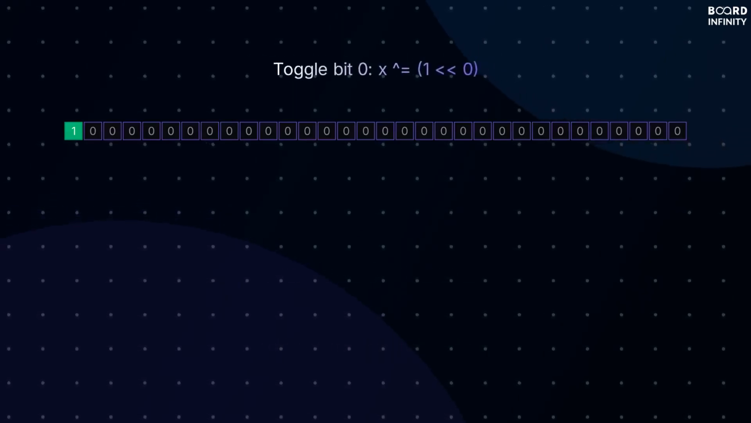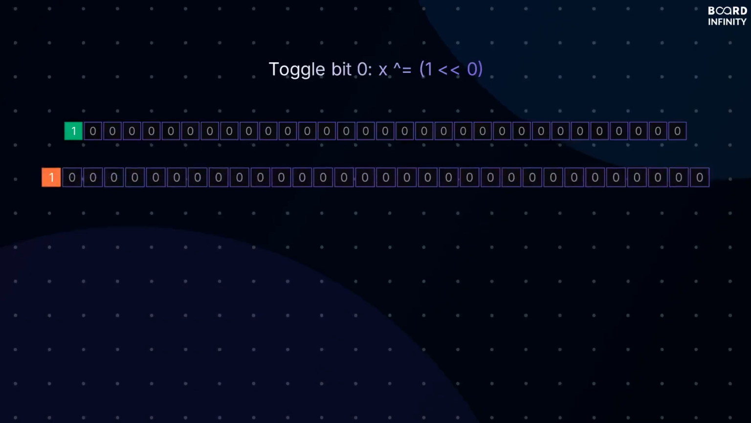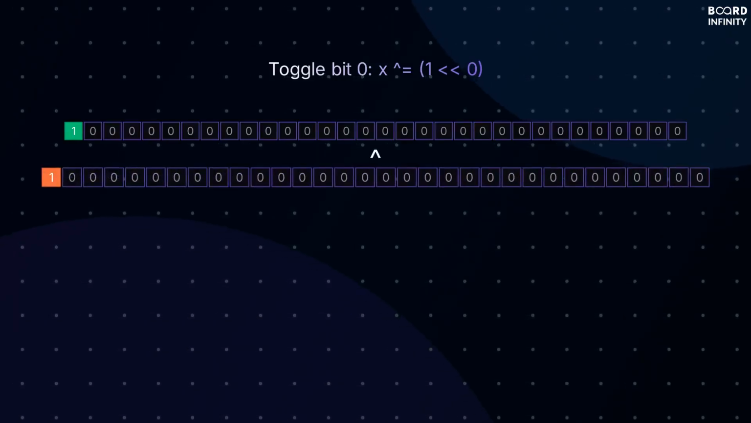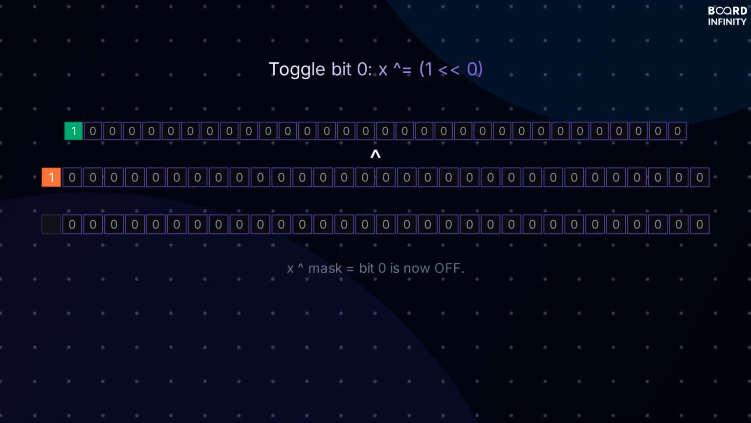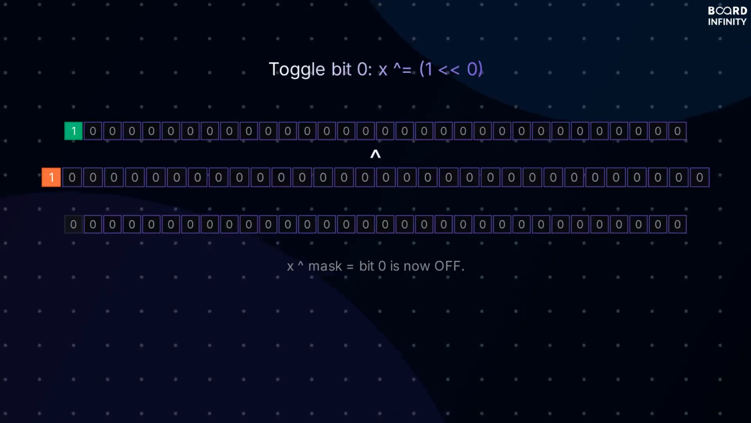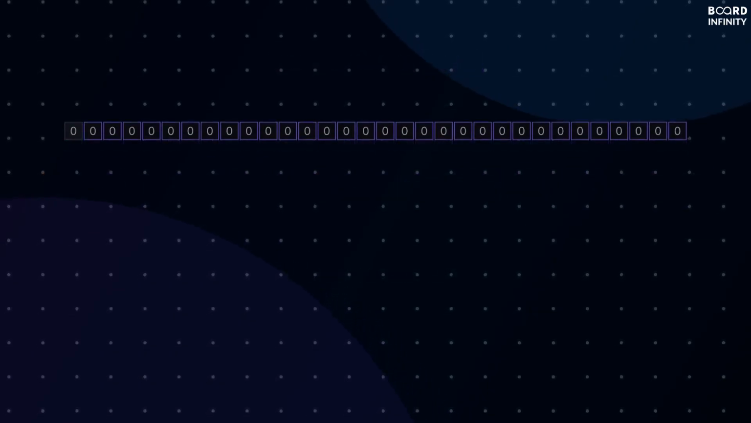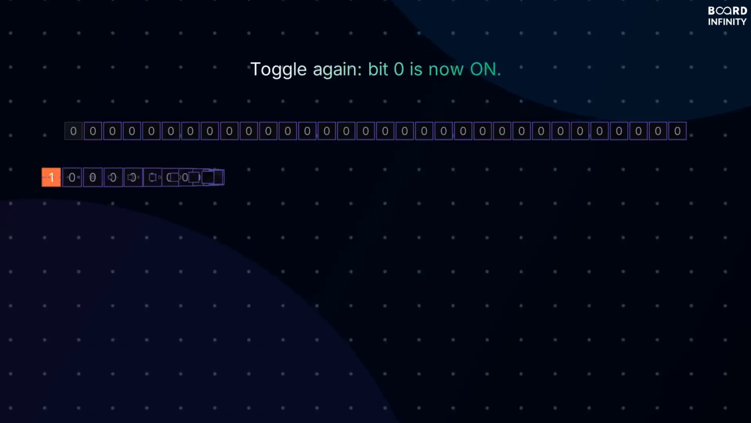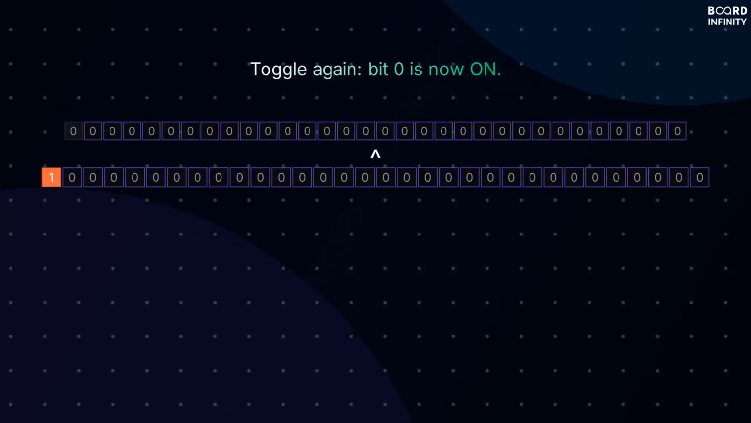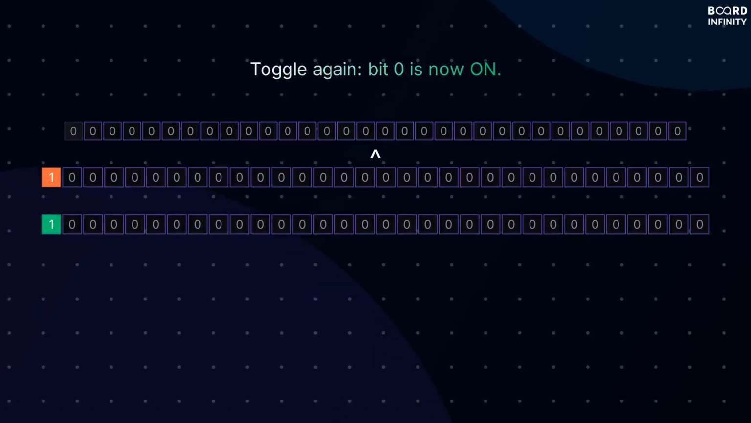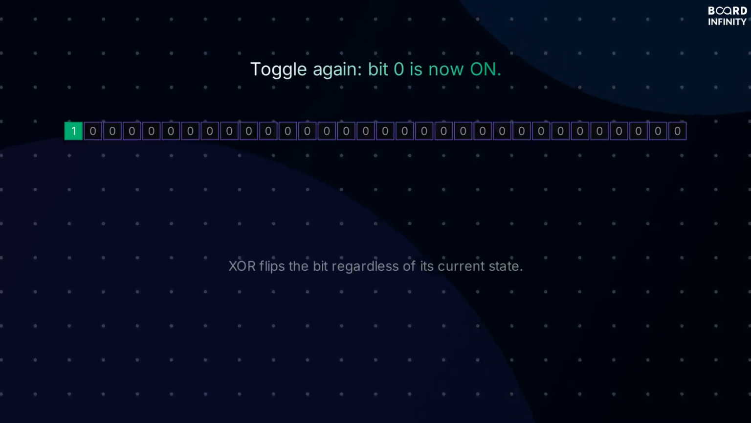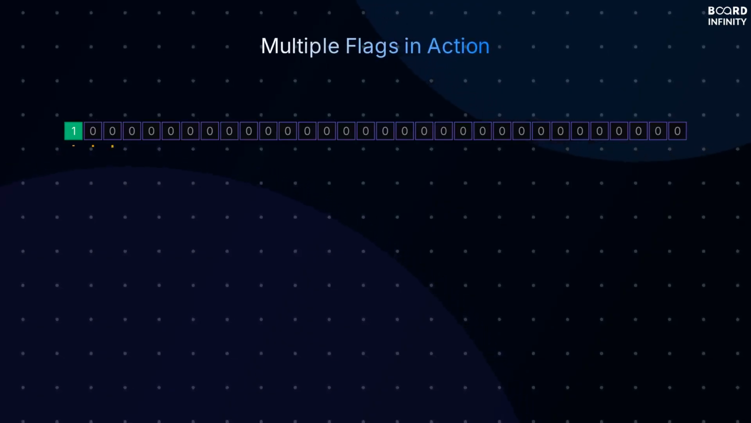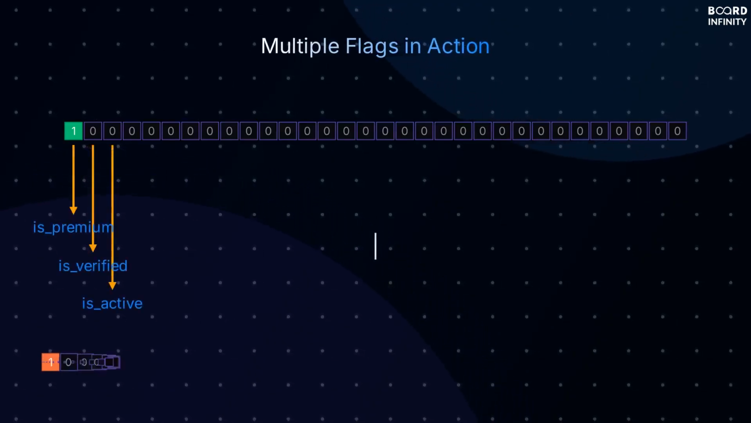To toggle a bit, meaning to flip its state from on to off or off to on, we use the bitwise XOR operation with the same mask. Here, bit 0, which was previously on, is now flipped to off. And if we toggle it again, bit 0 flips back to on. This demonstrates that XOR reliably flips the state of a bit regardless of its current value, making it highly versatile for managing flags. Bit manipulation truly shines when managing multiple flags.